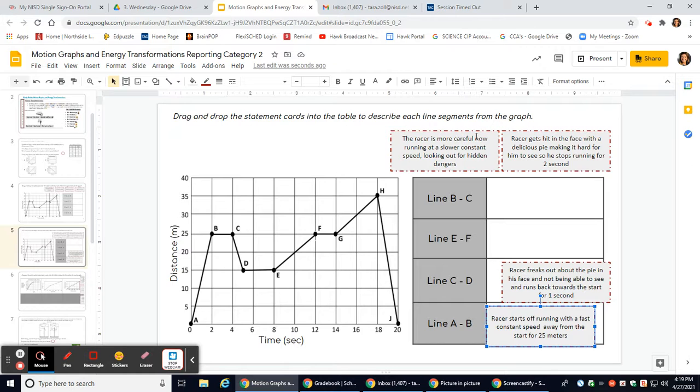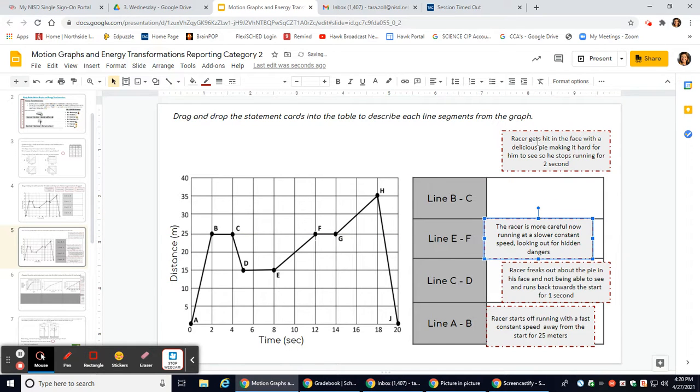The racer is more careful now, running at a slower, constant speed, looking out for hidden dangers. I'm going to say E to F because it's not as steep as this slope, and it's constant. And then here, Racer gets hit in the face with a delicious pie, making it hard for him to see, so he stops running for 2 seconds. A flat line on a distance time graph is telling you that they're resting. Time is going by, but you're not increasing your distance.